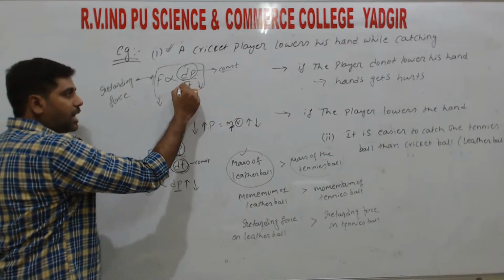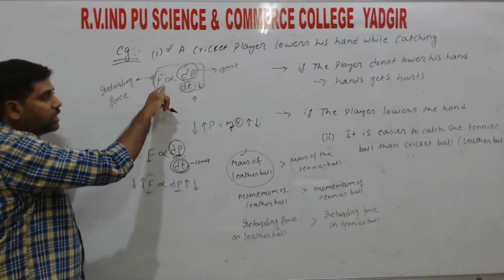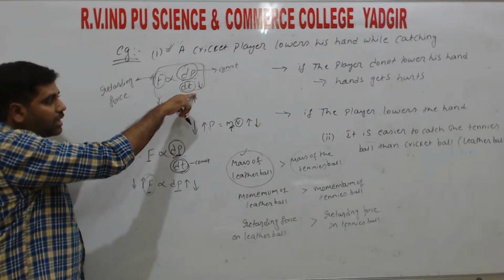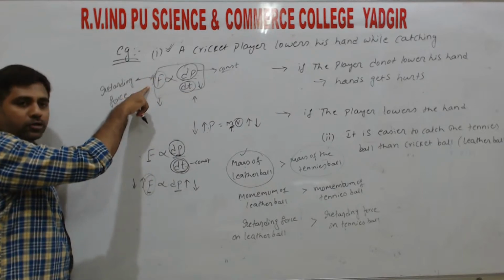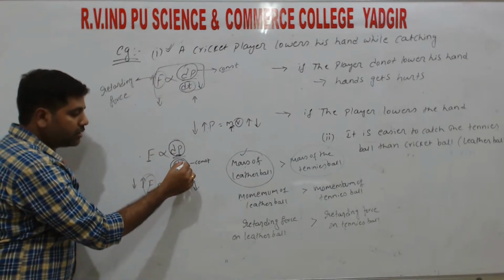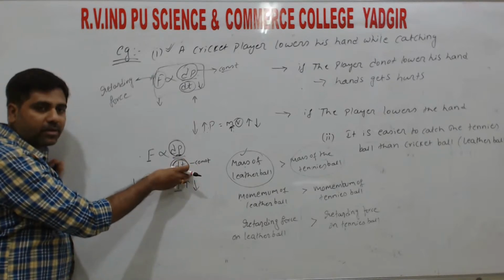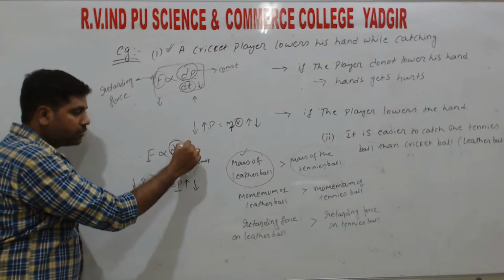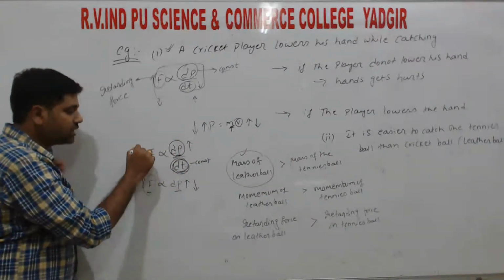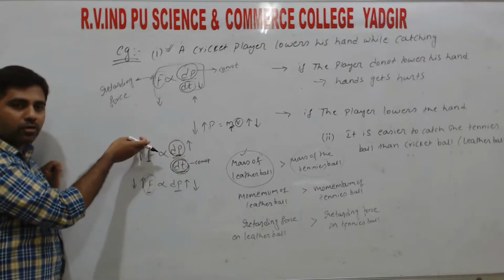Here the time is varying with respect to the force, so that is inversely proportional. So if time decreases, force increases; if time increases, force decreases. So here the time is kept constant, right? The catching time is constant, and force is related to the momentum. So if momentum increases, force increases, because force directly follows momentum.